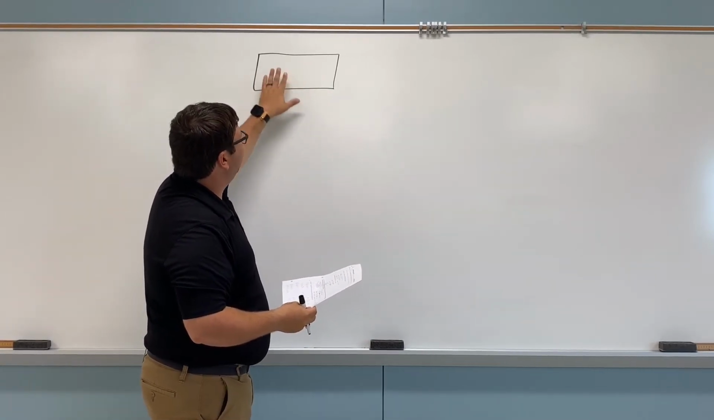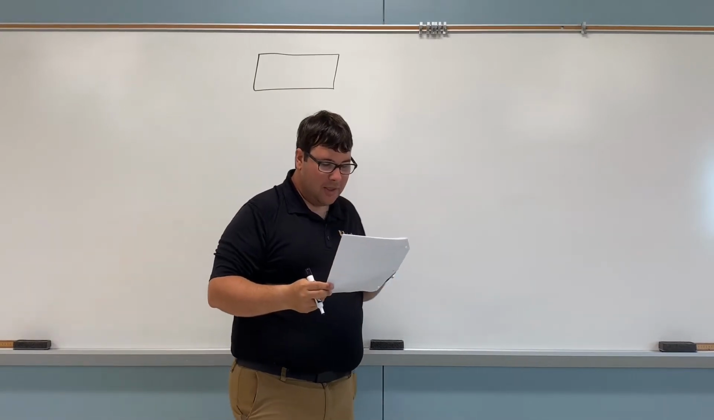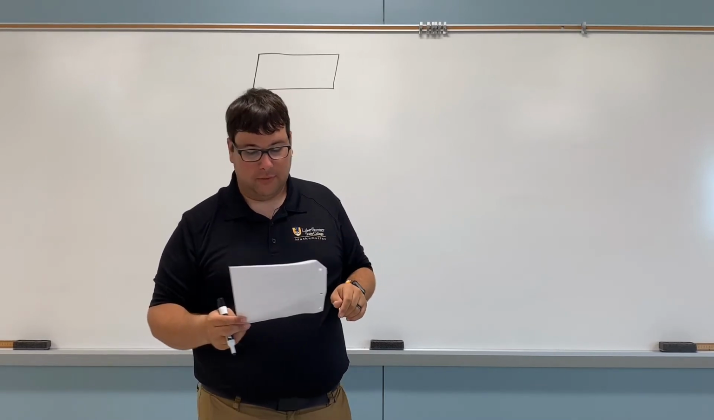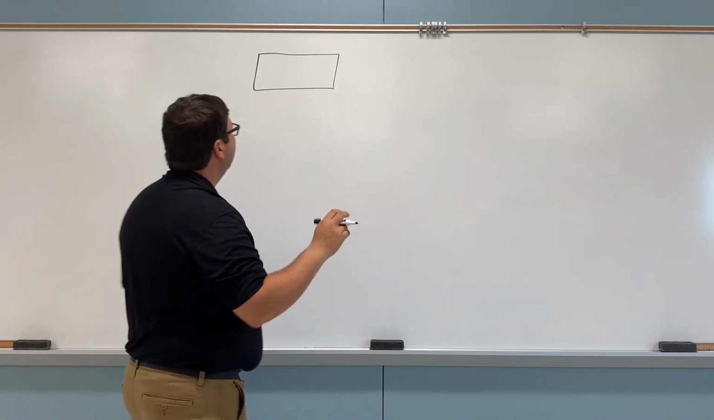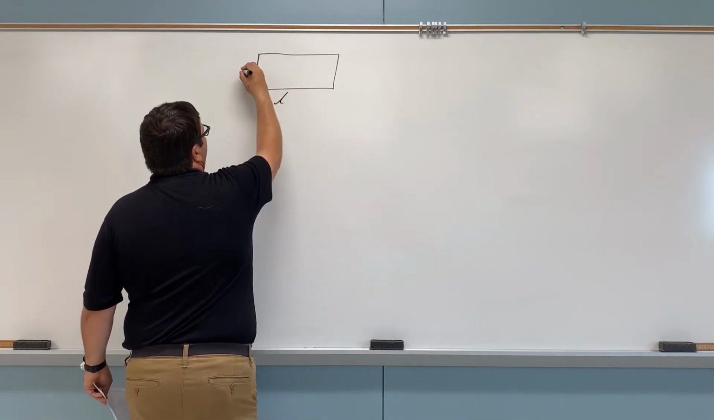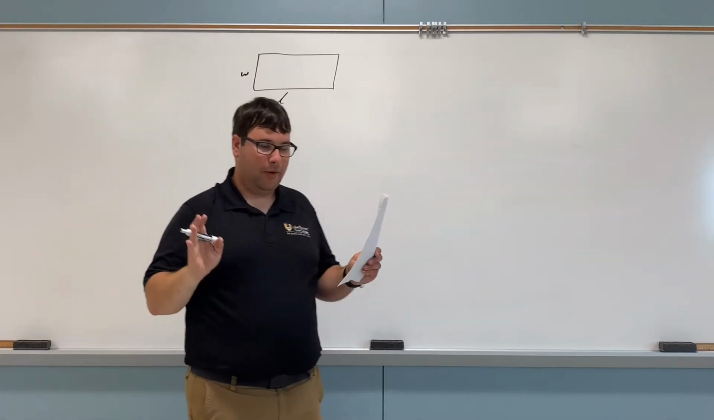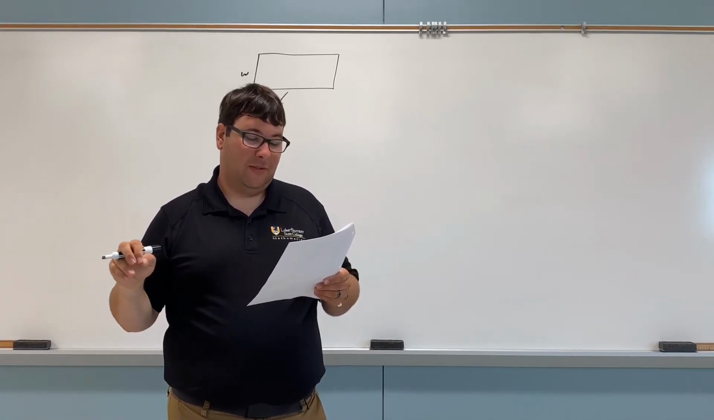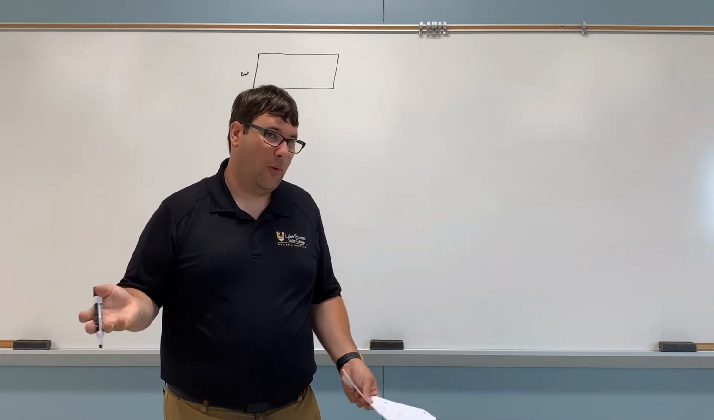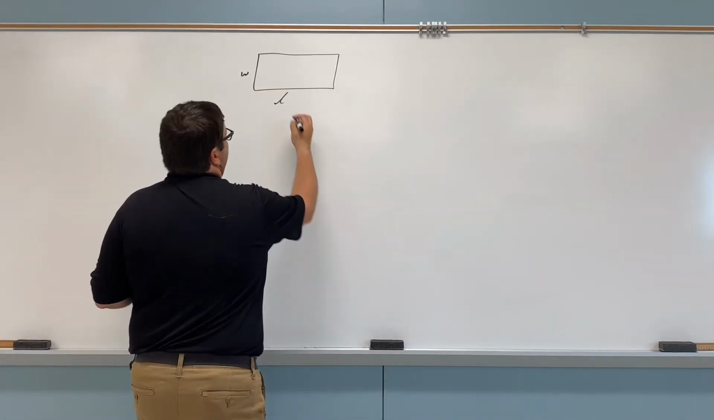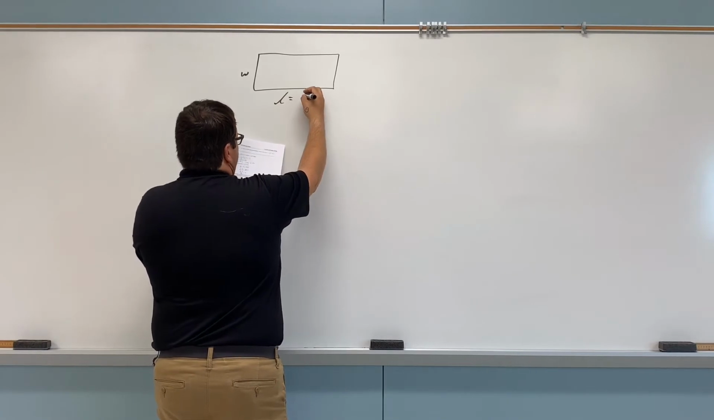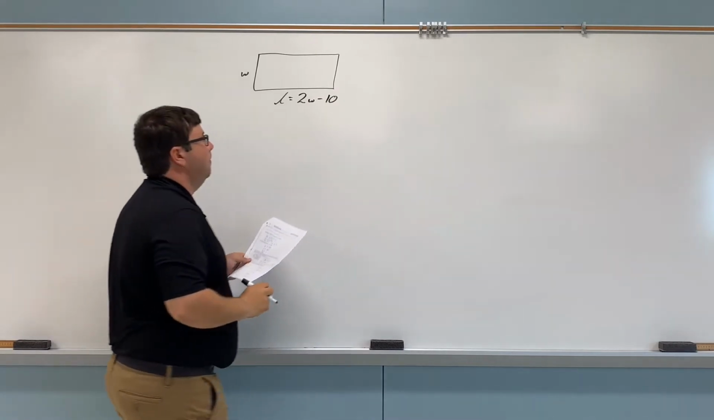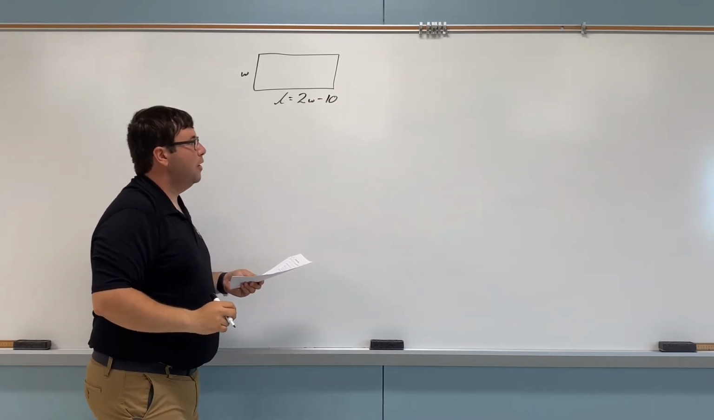All right, here is my rectangular parking lot. Beautiful. If the length of a rectangular parking lot is 10 meters less than twice its width. Hold the phone. I got length. I've got width. Perfect. If the length of a rectangular parking lot is 10 meters less than twice its width, I don't know what the width is. It didn't tell me. But I know the length is going to be 10 meters less than twice its width. So the length is 2w minus 10.